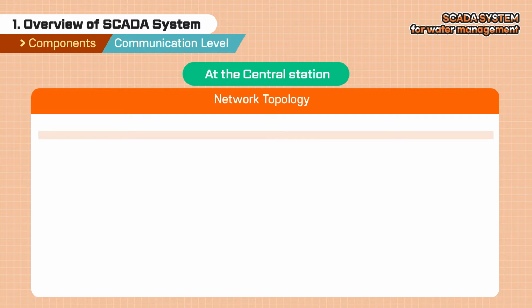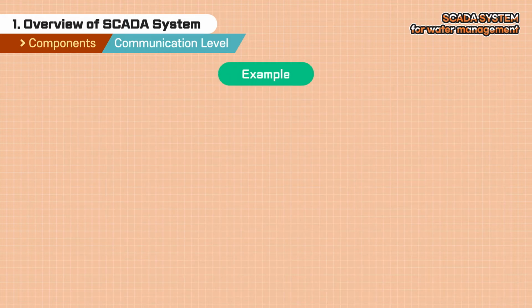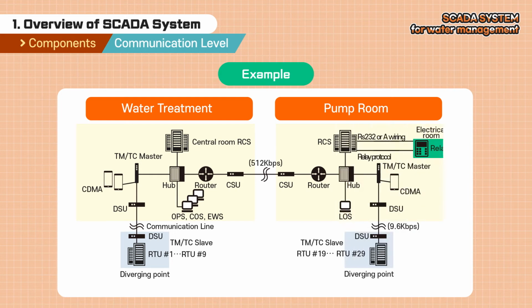With respect to the method on how to configure the system using various network devices, various types of topology such as bus, star, ring, and tree are compared and examined to be set in its favor. The following is the configuration of the communication network between a water treatment plant and remote pressurization plant.